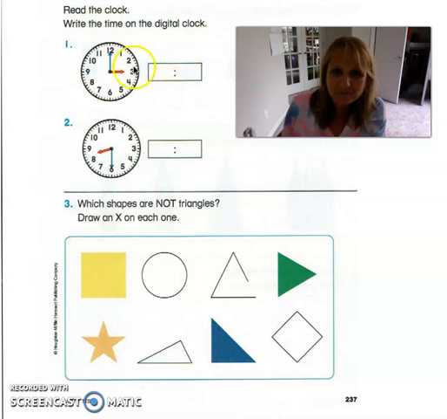Okay, here we go. Number 1, read the clock. Write the time on the digital clock. So you're looking at the analog clock right here. You need to see what time it says and write the time as it would look on a digital clock.